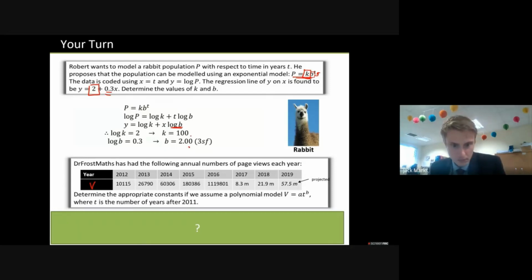We've got another example. So T is the number of years after 2011. So that should be 1 and 2 and 3 and 4 and so on. Again, you've been given your model here. So what you're going to do is you're going to say log V equals log A plus T log B.